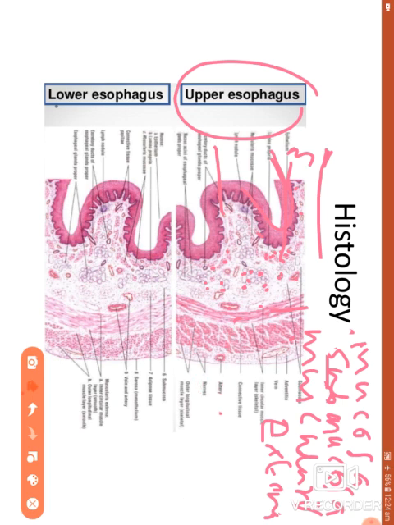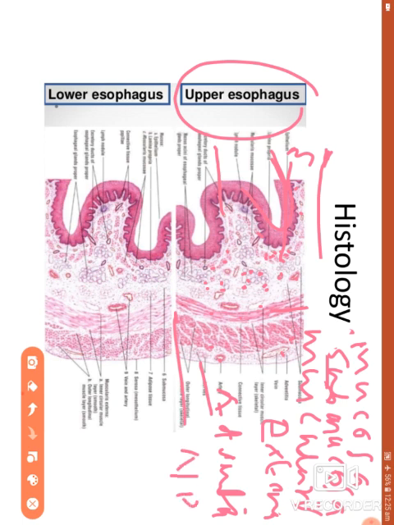Then the outermost layer you can see here is the adventitia. It is made up of connective tissue fibers. Here you can also see arterioles and venules. In between the inner circular and outer longitudinal layers, you will also find the nerve plexus.